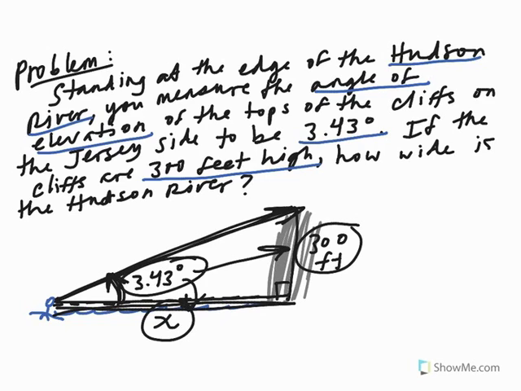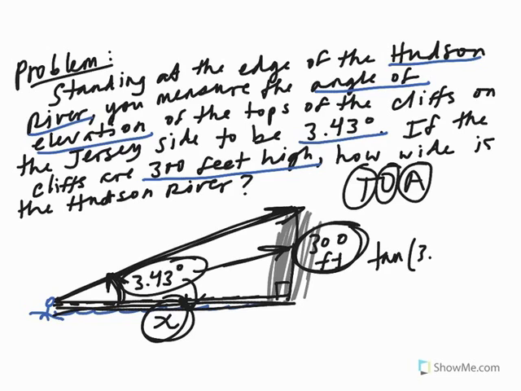Well, sine, cosine, tangent. If you remember SOHCAHTOA, you remember that tangent is the ratio of opposite to adjacent sides. That's what we're dealing with here, opposite, adjacent. So we're going to use tangent. Alright, so here we go. We can write an equation that says that tangent of 3.43 degrees is equal to opposite side over adjacent side, which is 300 over x. Now, the hard part's done. Now all we have to do is just solve for x.